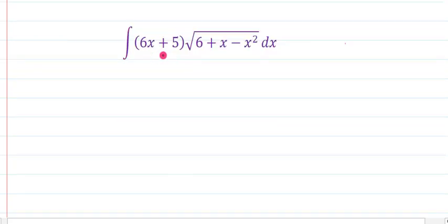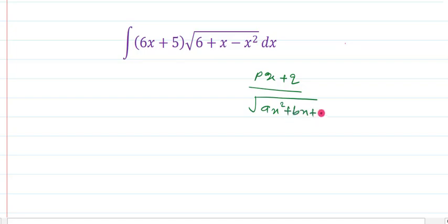This is the problem of the type px plus q into square root of a quadratic polynomial. To do this problem, it is better to recall the problem that you have already done. It is of the type px plus q upon square root of ax square plus bx plus c dx. Already you have done this problem. What did you do over there?